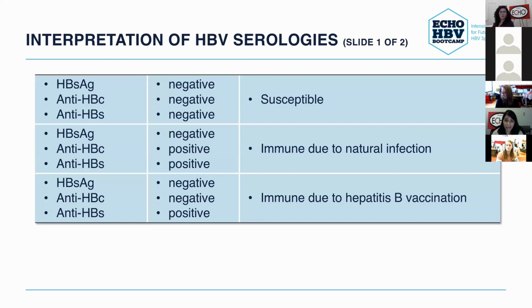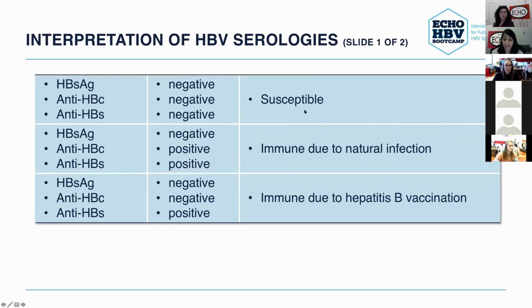And unfortunately, we're seeing it in large part due to unintended, secondary consequences of the opioid epidemic and drug use. So remember, if all 3 of these screening tests are negative, this is somebody who's susceptible, for whom you can actually offer a highly effective Hep B vaccine.